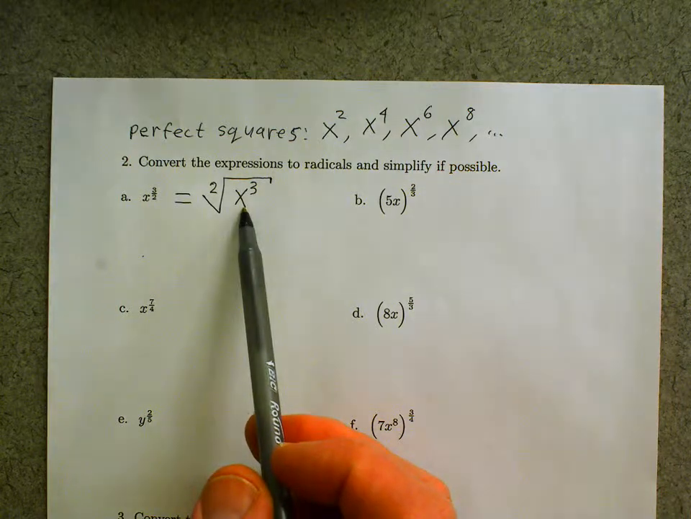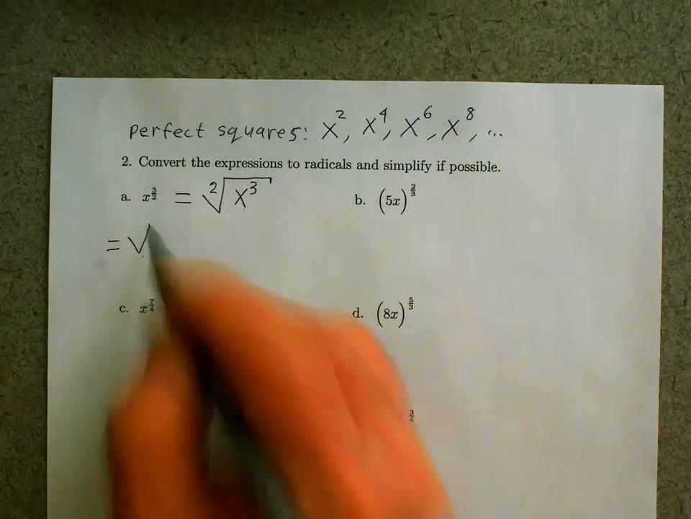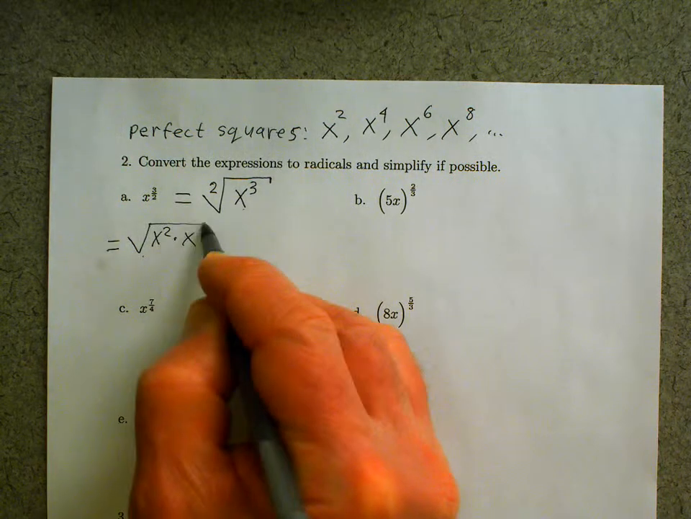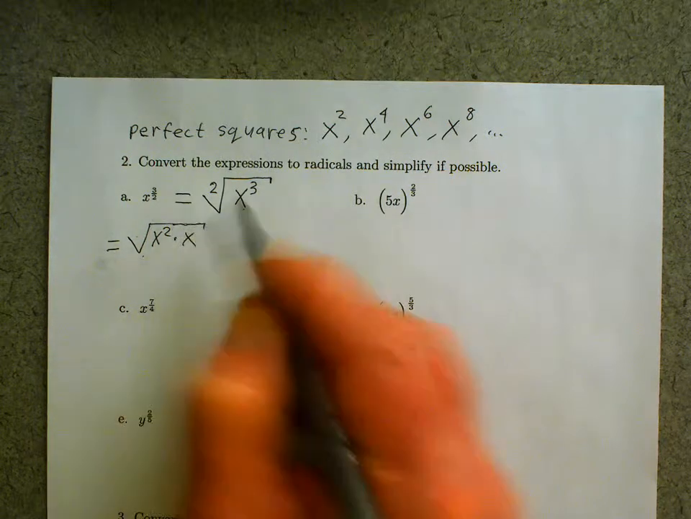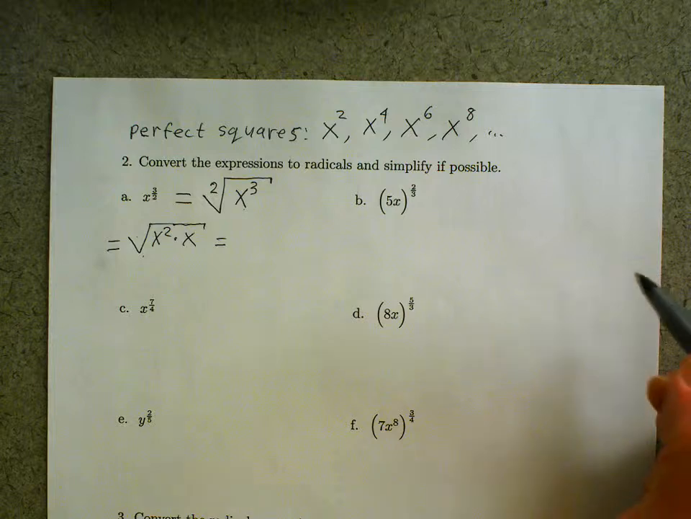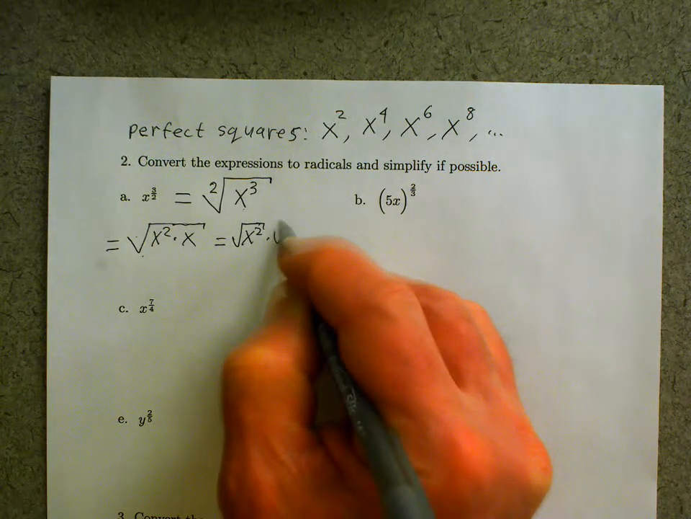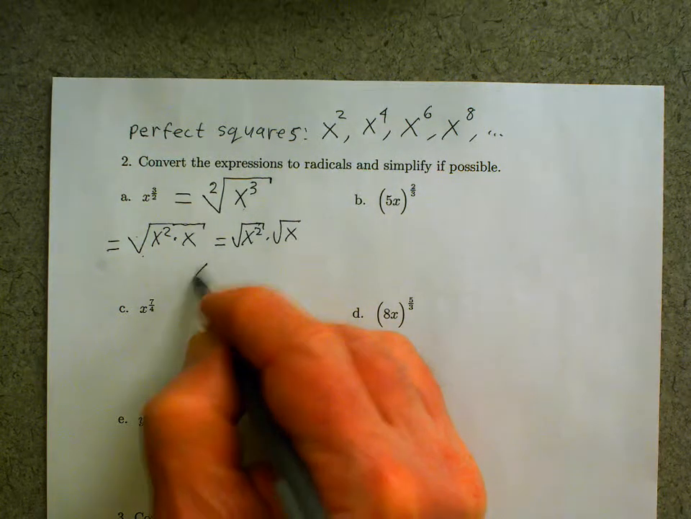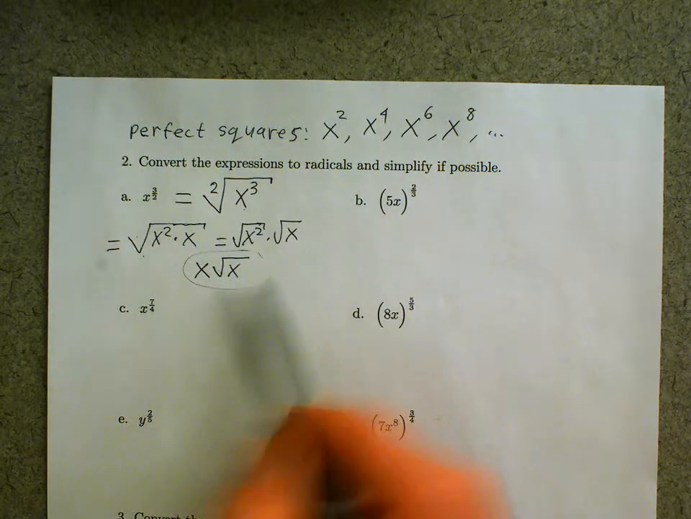So x squared is a factor of x to the 3rd because x squared times x is x to the 3rd. So we can rewrite this as the square root of x to the 2nd times x. Remember, with a square root, I don't need to write the index 2 if I don't want to. And then the square root of x squared times x is the square root of x squared times the square root of x. And finally, the square root of x squared is x, which we multiply by the square root of x. So this is our simplified answer.